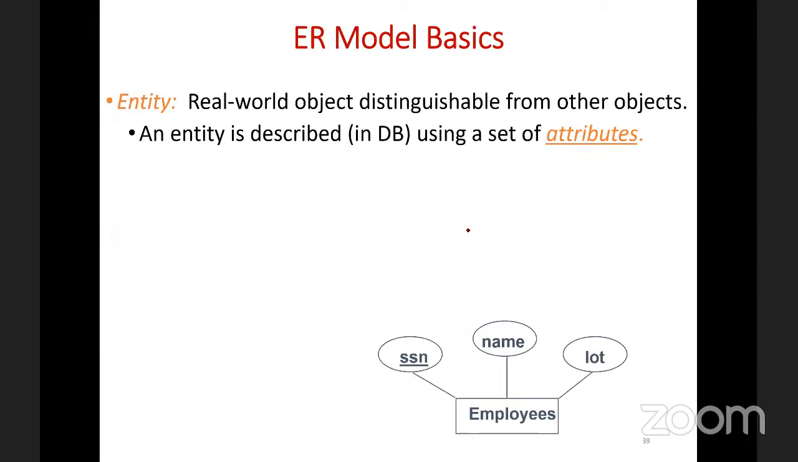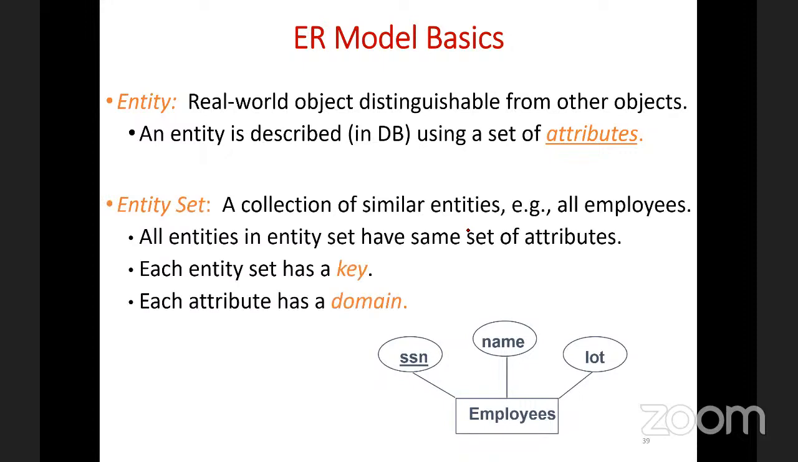So what is an entity, first of all? An entity is some real world object that is distinguishable from other objects, right? Here you can see that employees is an entity, and it is described using a set of attributes. For example, employee ID, name, and lot. Remember that when we say entity, real world object, it doesn't mean a living object. For example, some amendment in our constitution, right? Some job type, right? These may also be entities. An entity doesn't have to be a living object.